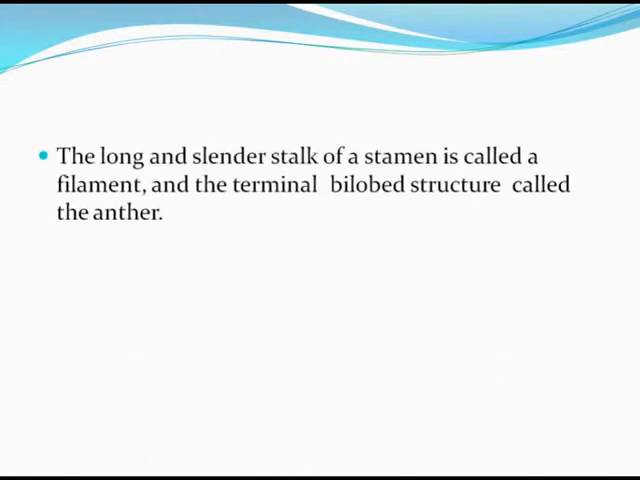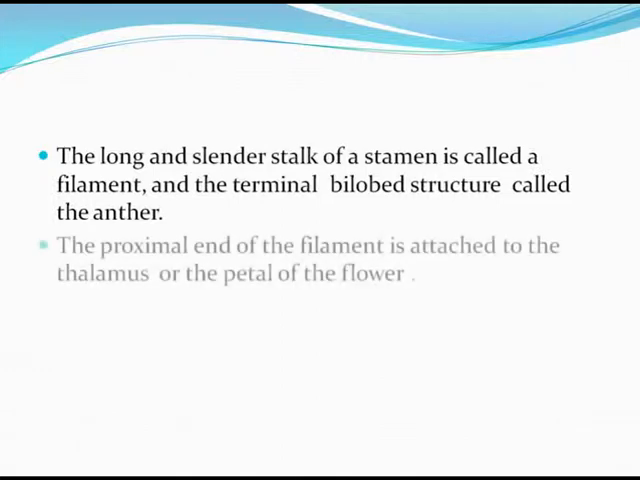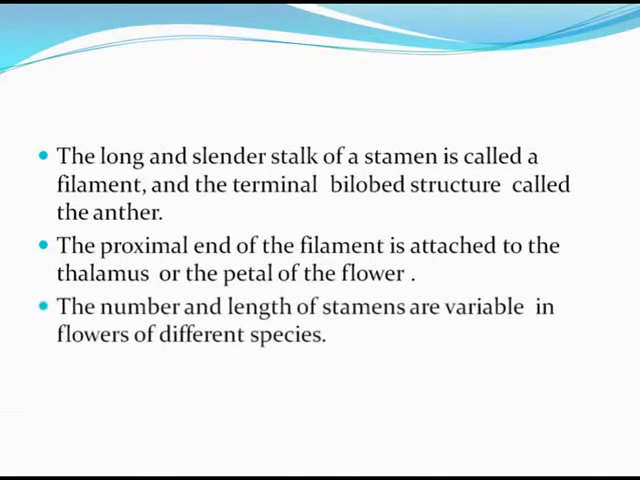The long and slender stalk of a stamen is called a filament, and the terminal bilobed structure is called the anther. The proximal end of the filament is attached to the thalamus or the petal of the flower. The number and length of stamens are variable in the flowers of different species.